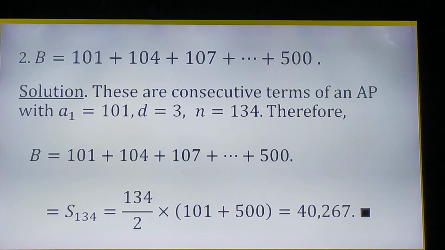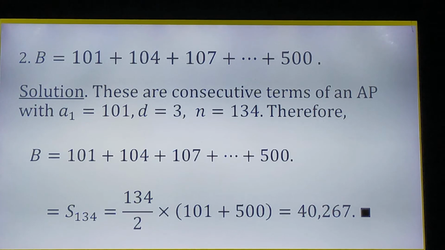So using the formula for the sum of the first n terms, we have S sub 134 equals 134 over 2 times 101 plus 500, and we have 40,267 as the final answer.